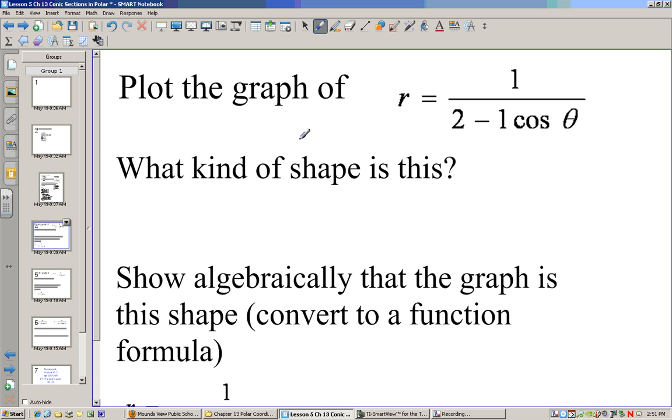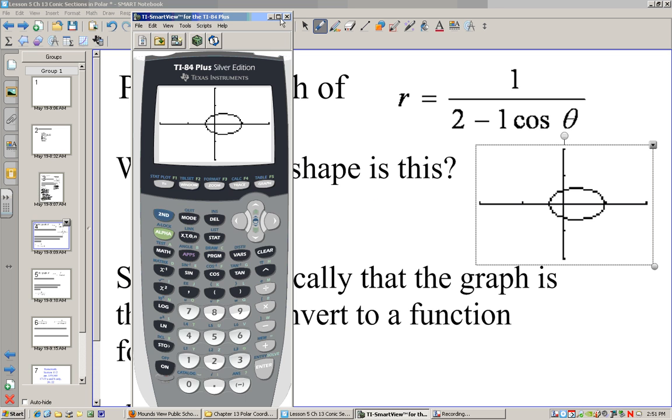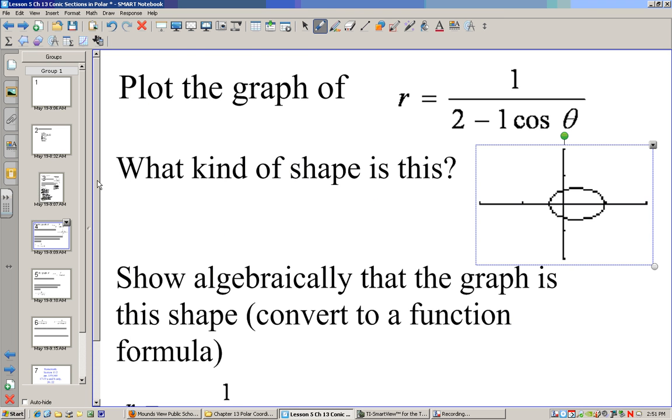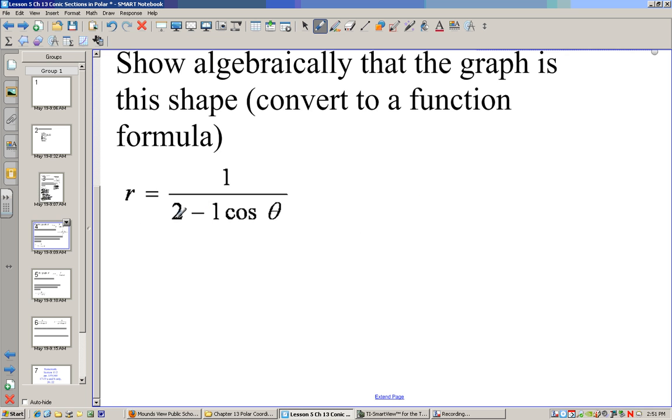All right, let's take a look at this. R equals 1 over 2 minus 1 cosine of theta. So 1 over 2 minus 1 cosine theta. Now that looks like an ellipse. So let's try to show algebraically why this is an ellipse.